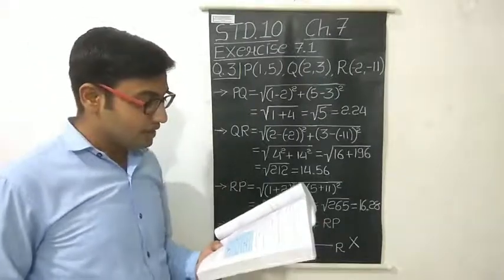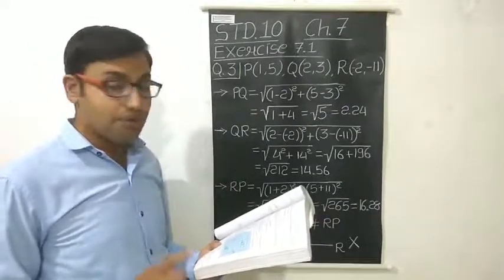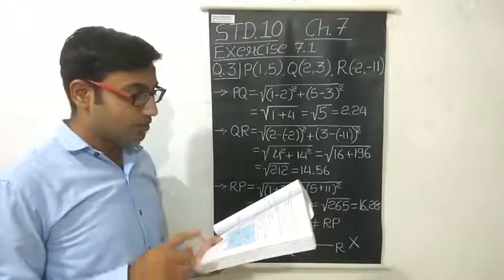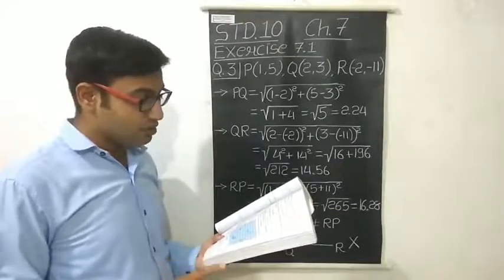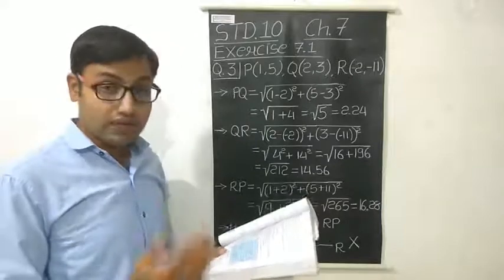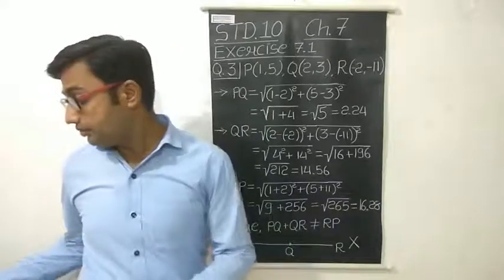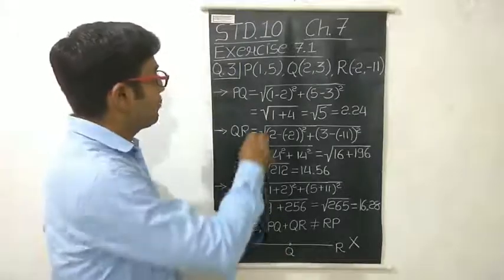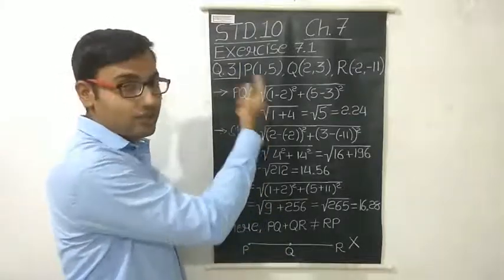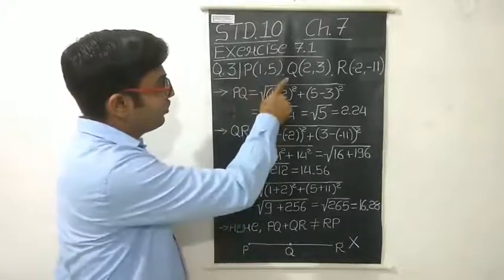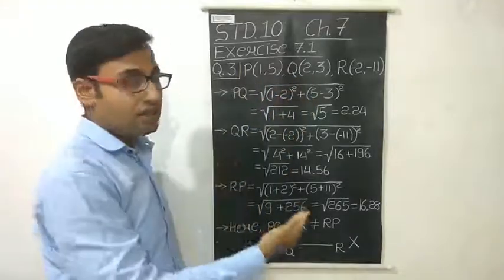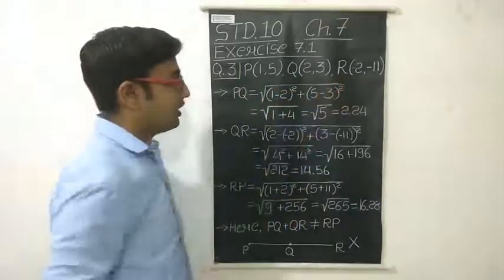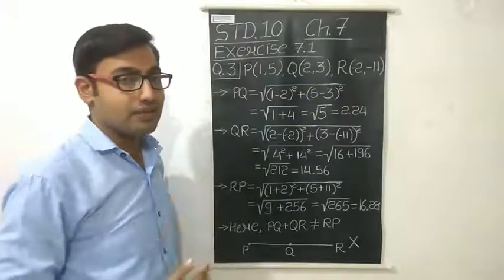The question is: determine if the points (1, 5), (2, 3) and (-2, -11) are collinear. So here 3 points are given. Let us give them names. First point is P, with coordinates (1, 5). Second point is Q with coordinates (2, 3). And third point is R with coordinates (-2, -11).